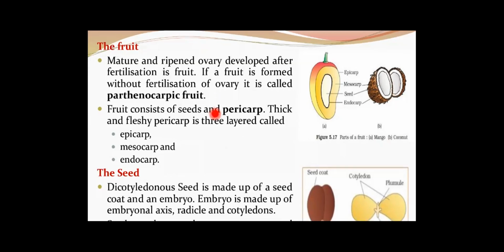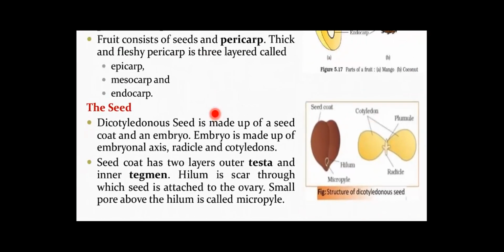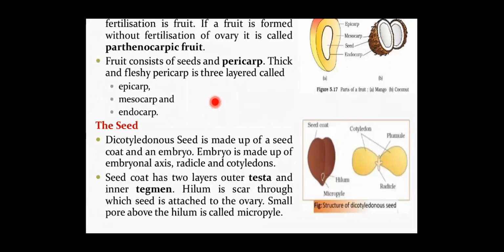Similarly, let us see the seed at a glance. Important points under this seed. So what are these seeds? Seeds are nothing but ovules after fertilization. We call them seed. A seed will have a seed coat and an embryo present in it, definitely. And we all know that the embryo will have a radicle, an axis, and one or two cotyledons depending upon monocot or dicot nature.